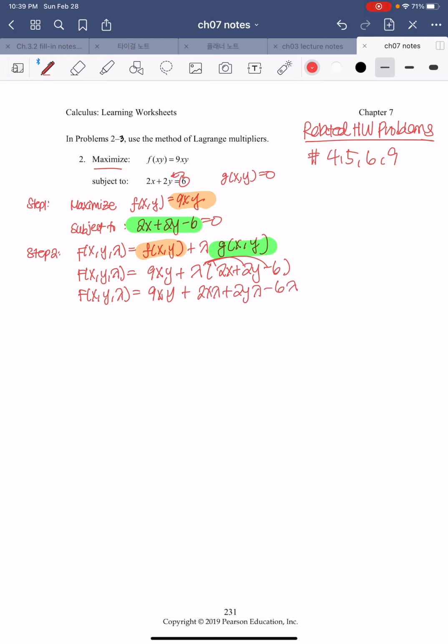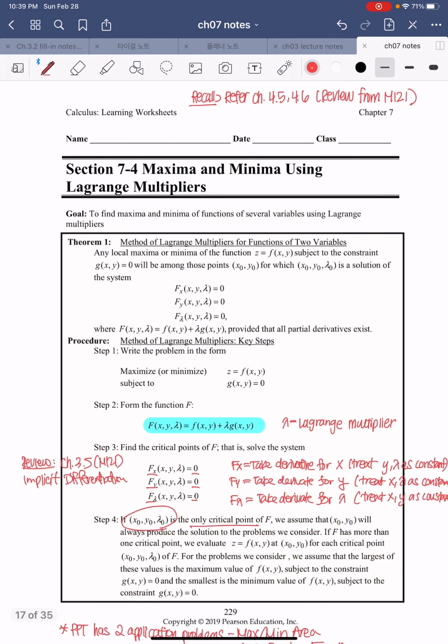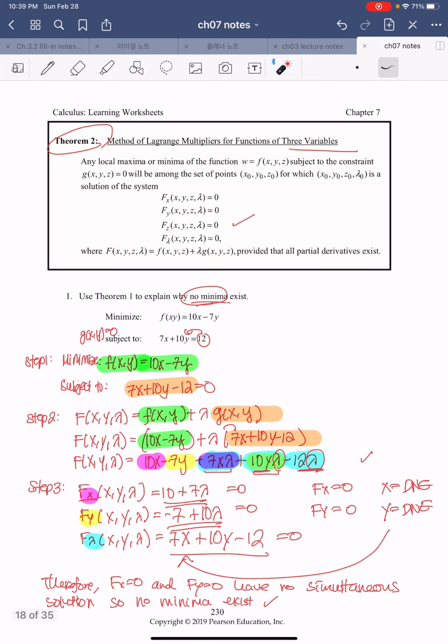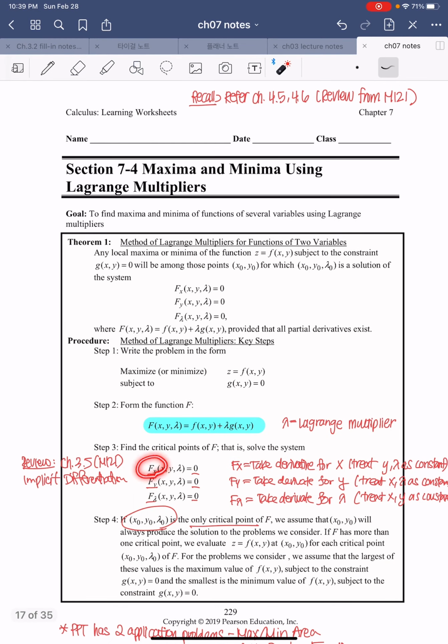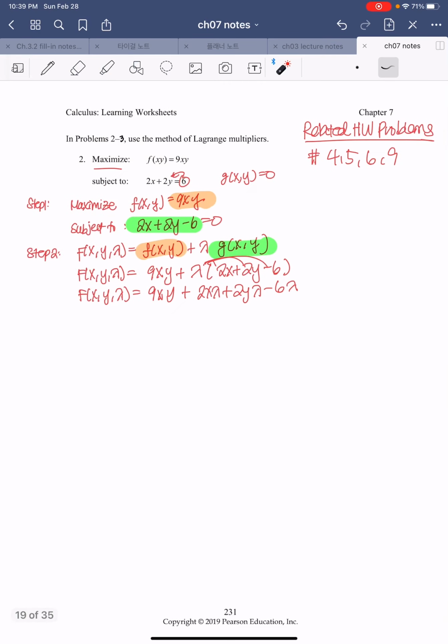So that's step 2. Step 3 says I need to take a partial derivative, and each partial derivative function will be set equal to 0. So let's do that. Again, f of x means take the derivative in terms of x, treat the other variables as constants. F of y means take the derivative in terms of y and treat the other two variables as constants. Last one, lambda is the variable that you want to take the derivative of, and the other two will be constant. So step 3.